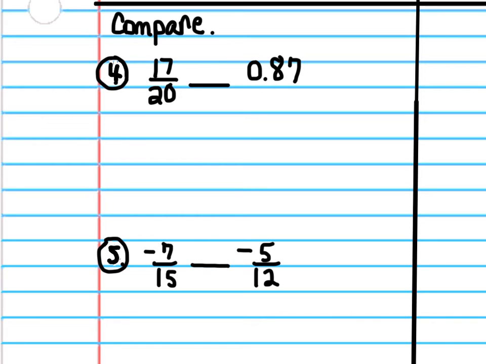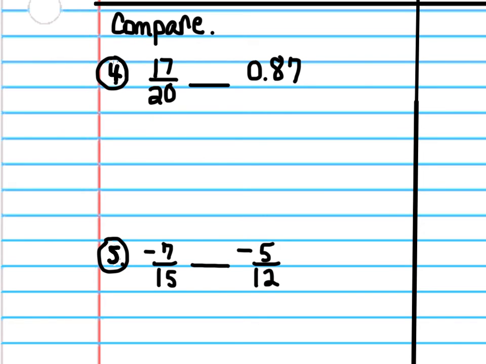Okay, so here for number 4, we're going to compare a fraction to a decimal. And when you have a fraction and a decimal, the easiest way I think to do it is to make this fraction in decimal form. Put it in decimal form, and then it's easier to compare decimals to each other than it is to compare fractions to each other. So when I look at this fraction, I notice that the denominator is 20.